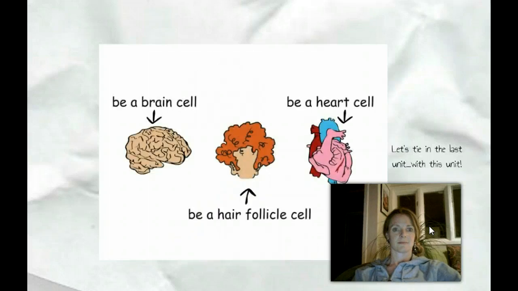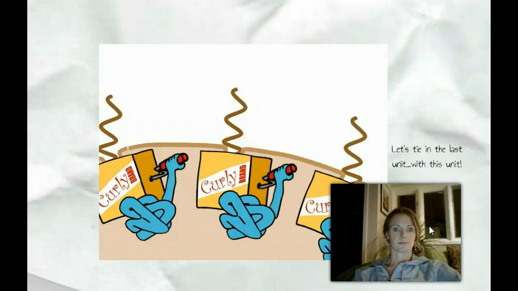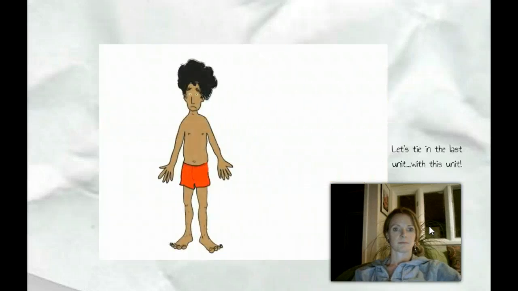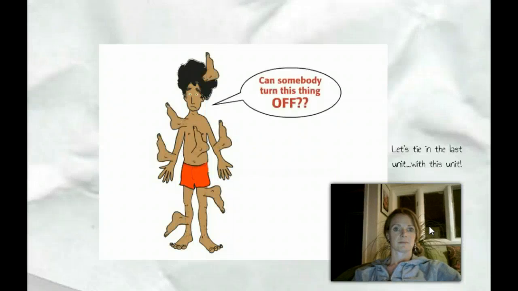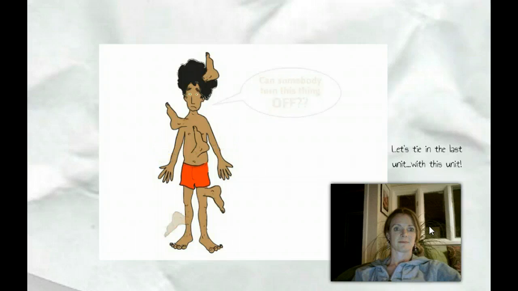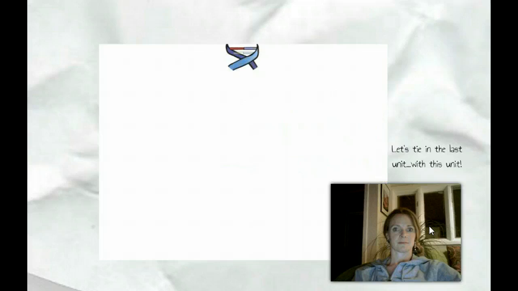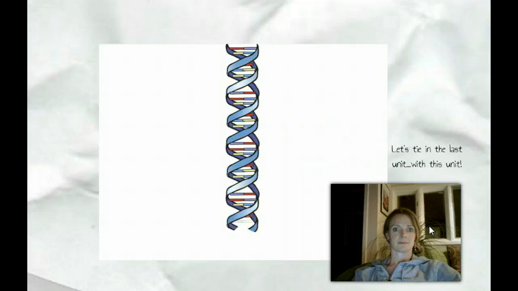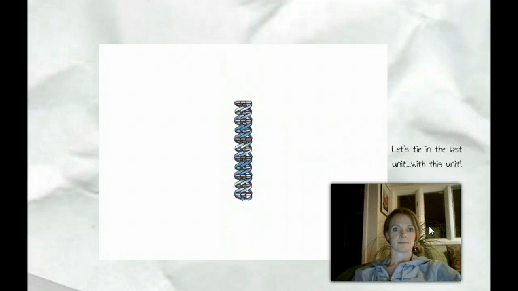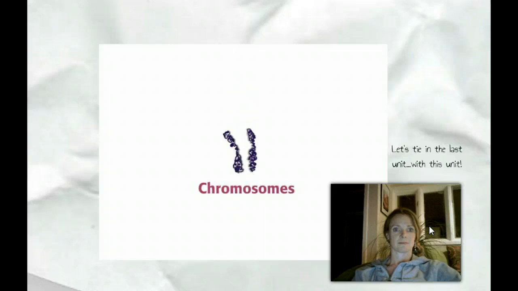Genes tell a cell how to function and what traits to express. More specifically, gene regulators turn different genes on and off in different cells to control cell function. The long molecules of DNA containing your genes are organized into pieces called chromosomes.